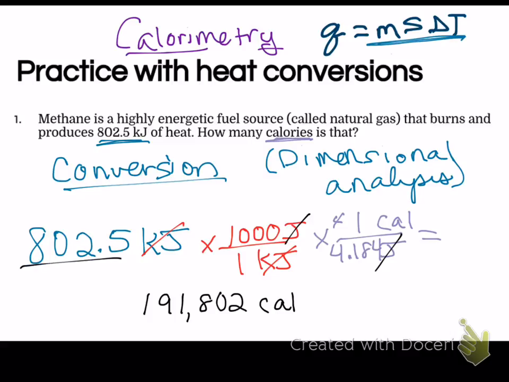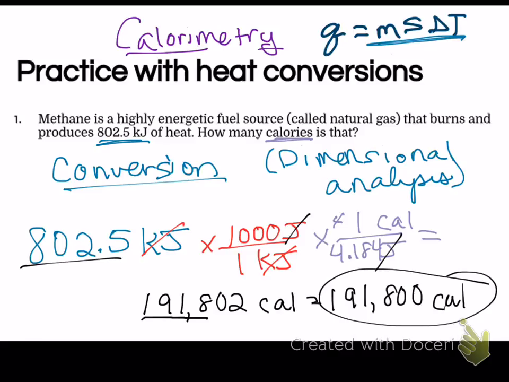Okay, so I have 4 significant figures in my original data, and that's what I'm going to use to figure out the correct number of significant figures to write in my answer. So if there's 4 here, I got to have 4 in my answer. So 1, 2, 3, 4. The rest of these become zeros. So I'm going to round this basically, 191,800 calories. And that's our correct answer.